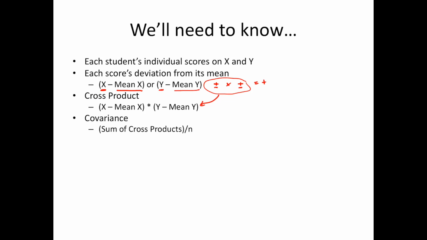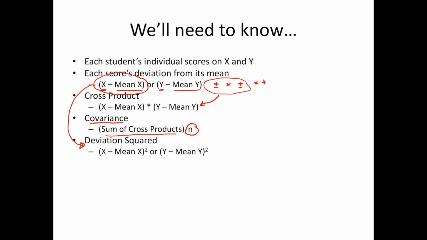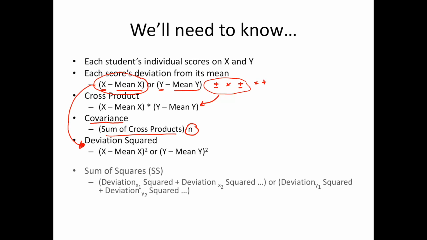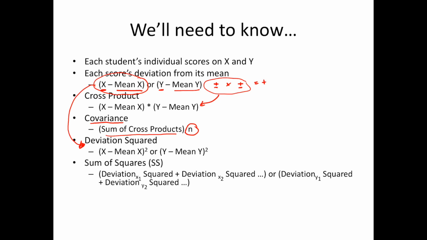Next, we're going to want to turn each of those cross products into something more reasonable. Or in other words, we're going to find the average cross product, and that's what's called the covariance. So the covariance, we just add up all of these cross products, and then we divide them by n. In other words, it gives us the average cross product, or what's called the covariance. Next, we want to know what the deviation squared is. So that's going to be easy. All we're going to do for that is we're going to take these deviation scores above and just square them. Then we're going to want to know what the sum of squares is. So in other words, I take all of each one of these deviations squared and I just add them up all together.